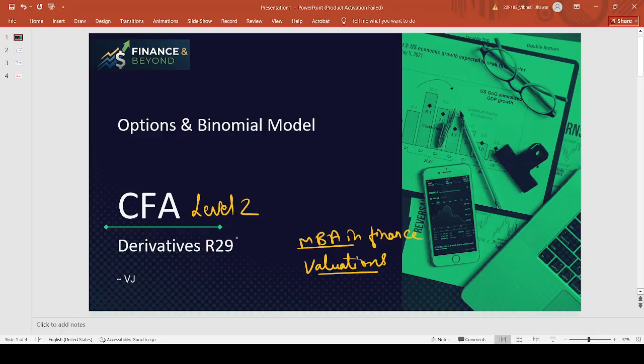So I am going through CFA Level II derivatives reading number 29. In that we will talk about options and binomial model.